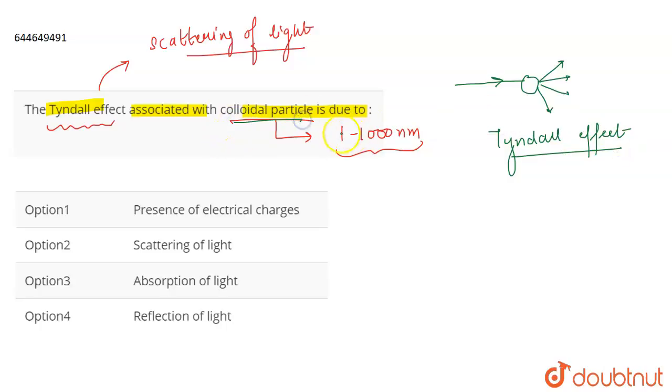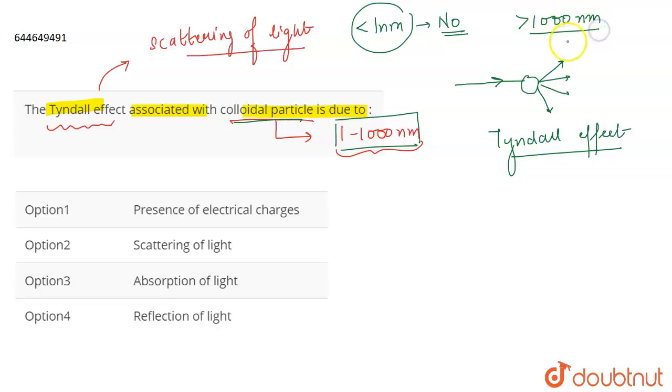It is shown by the colloidal particles because the size is big enough to scatter the light, right? If the size is too small, if the size is less than 1 nanometer, then no scattering can take place, because the light will not be able to pass through that particle, because the particle will be too small to even scatter that light. And similarly, if the size of the particle is greater than 1000 nanometer, it cannot scatter the light, because the particles which have greater size will tend to settle down. And when the light passes through it, it cannot scatter the light. So therefore, colloidal particles show Tyndall effect, right?